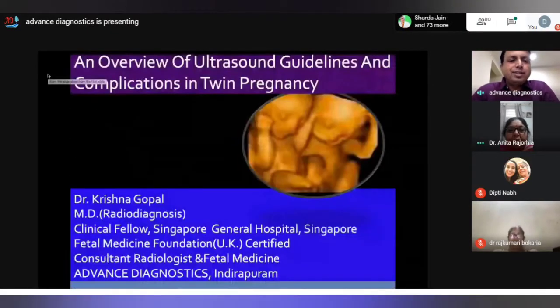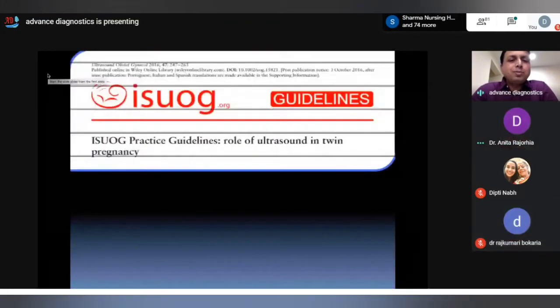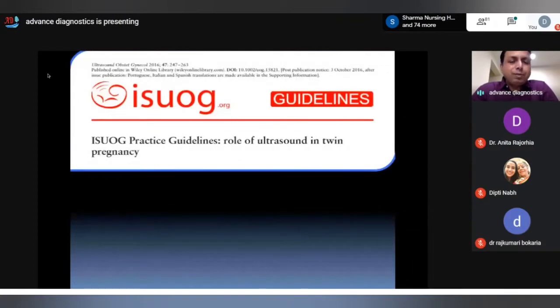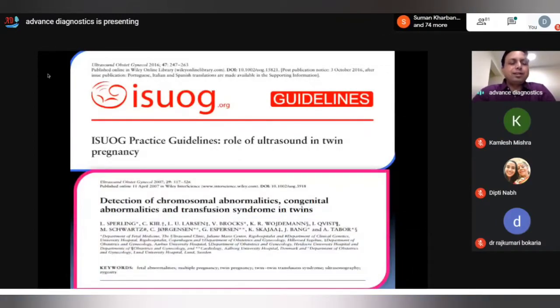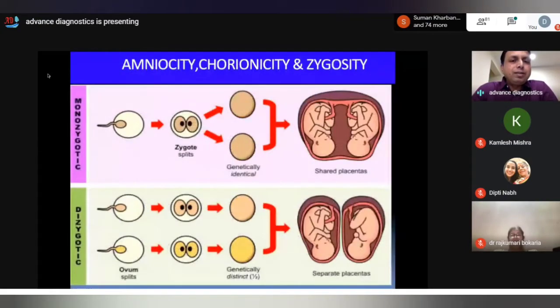Less controversial and more of guidelines and complications in twin pregnancy. So my talk is based upon the ISUOG guideline published in 2016 and another in 2007. So basically, the basic things are amnioticity, chorionicity, and zygosity.